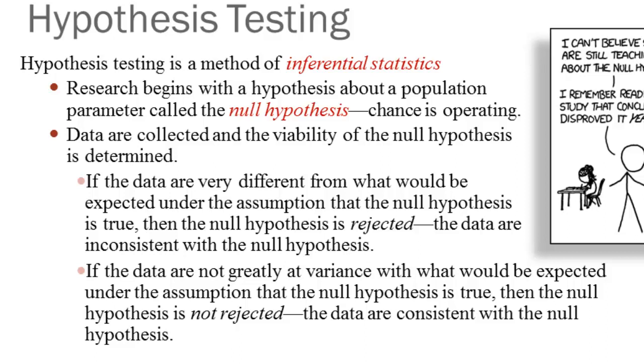So once we establish the null hypothesis, we then go out and collect data to test the viability of that particular hypothesis. If the data are different than what we would expect given the assumption of chance, then we're going to reject the null hypothesis and conclude that some alternative is probably correct. If the data are very similar to what we would expect under the assumption of the null hypothesis, then we're going to fail to reject the null hypothesis. Or another way of saying this is that our hypothesis is not rejected.